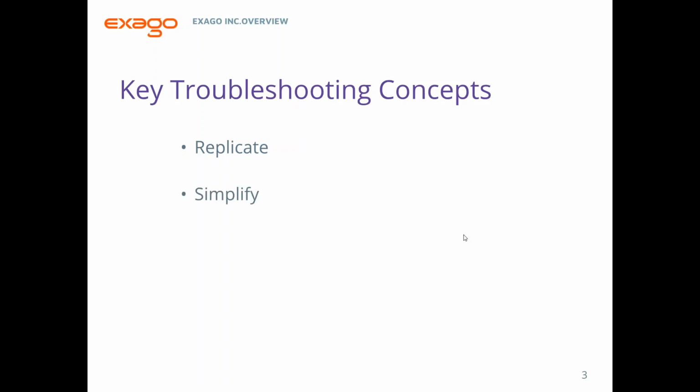Then we want to be able to simplify. So if we have a huge dashboard with many reports and we're getting a generic error somewhere, we want to be able to simplify it down into its smallest steps. And then the last piece is we want to target it. And I'll talk about what we mean by that in just a little bit. So these are the three concepts we want to keep in mind.